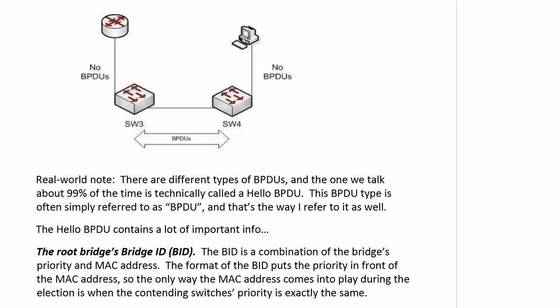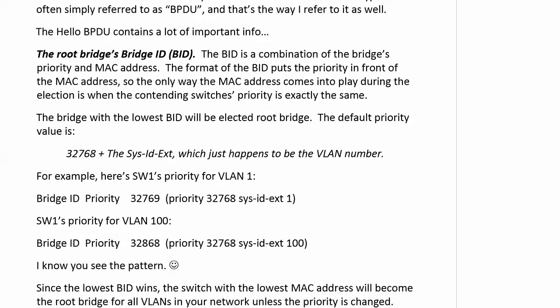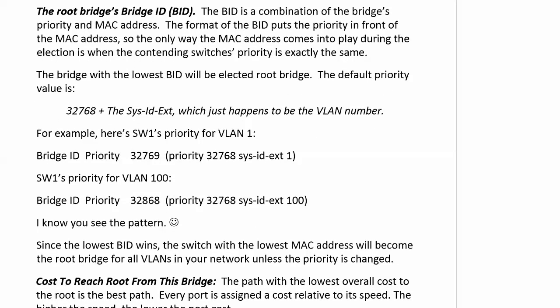So let's take a look at the contents of this BPDU and exactly what information it contains. First, it contains the root bridge's BID, the bridge ID, a vital concept when it comes to the root bridge election. The BID is a combination of the bridge's priority and its MAC address. Now, the format of the BID has the priority in front of the MAC. So the only way the MAC comes into play during the election is when the contending switches' priority is exactly the same, and in a lot of networks, that's how it gets decided. Now, the bridge with the lowest BID, not the highest BID, this is not an eBay auction, is elected the root.